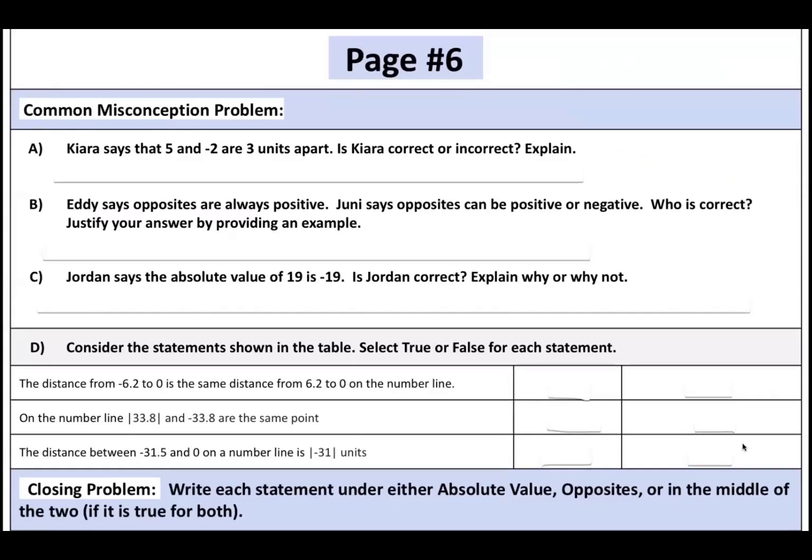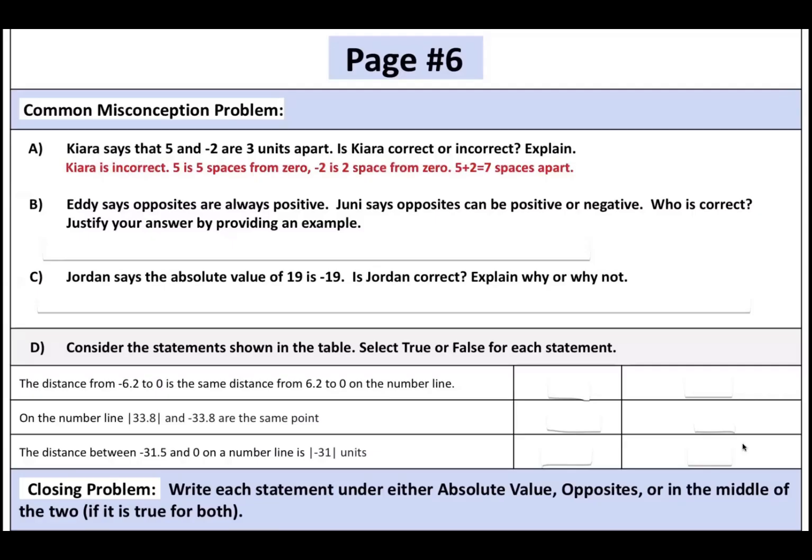Let's take a look at page 6. I'm not going to go over all of these problems, but I will go over common misconception problem A. Kiara says that 5 and -2 are 3 units apart. Is Kiara correct or incorrect? Explain. Kiara is incorrect because 5 is 5 spaces from 0 and -2 is 2 spaces from 0. So 5 and -2 are 7 spaces apart.